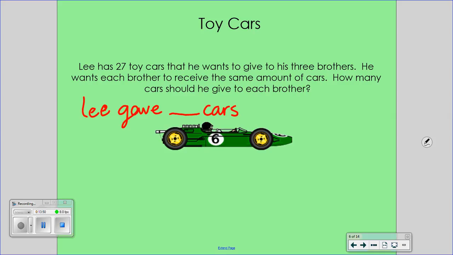Diane? He gave blank toy cars to each brother. 22. To each brother. Division requires special language. This is why we worked on figuring out our unit with the easy stuff, like addition, because division requires very special language. I know how many cars he gave. I know that right in the very first sentence. That's not what I'm figuring out.